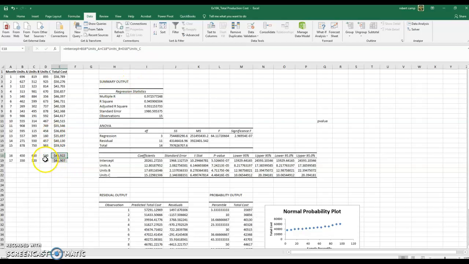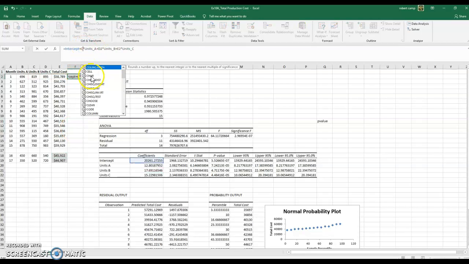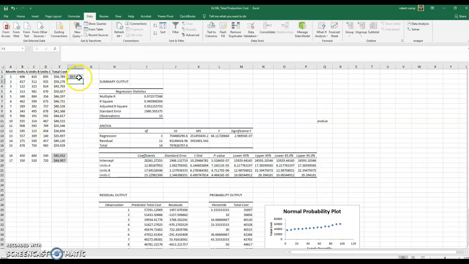I'm going to, and we'll just fix it. I'm going to move this regression equation up here. We'll have to fix some stuff. So units A is going to be here. That's units B, it's here, and then units C. Okay, so we grabbed all that.